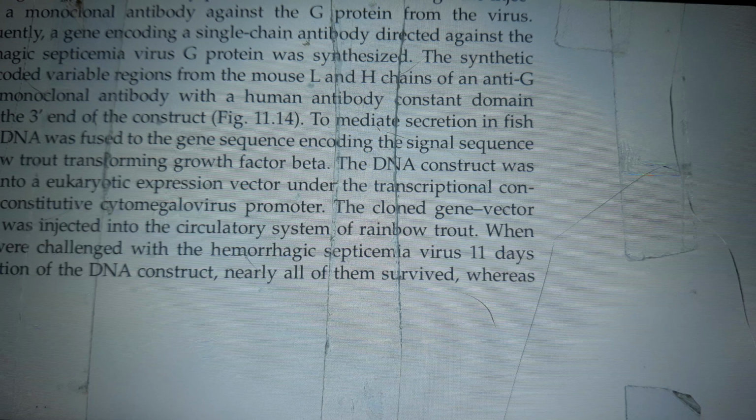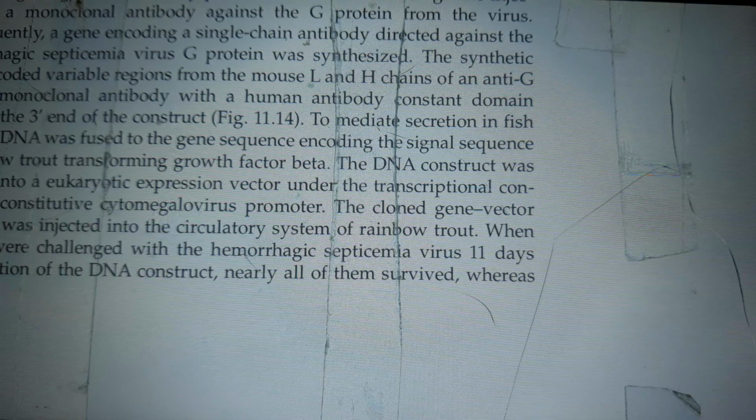To mediate secretion in fish cells, the DNA was fused to the gene sequence encoding the signal sequence of a rainbow trout transforming growth factor beta. The DNA construct was inserted into a eukaryotic expression vector under the transcriptional control of a constitutive cytomegalovirus promoter. The cloned gene vector construct was injected into the circulatory system of rainbow trout, and the fish were challenged with the hemorrhagic septicemia virus.